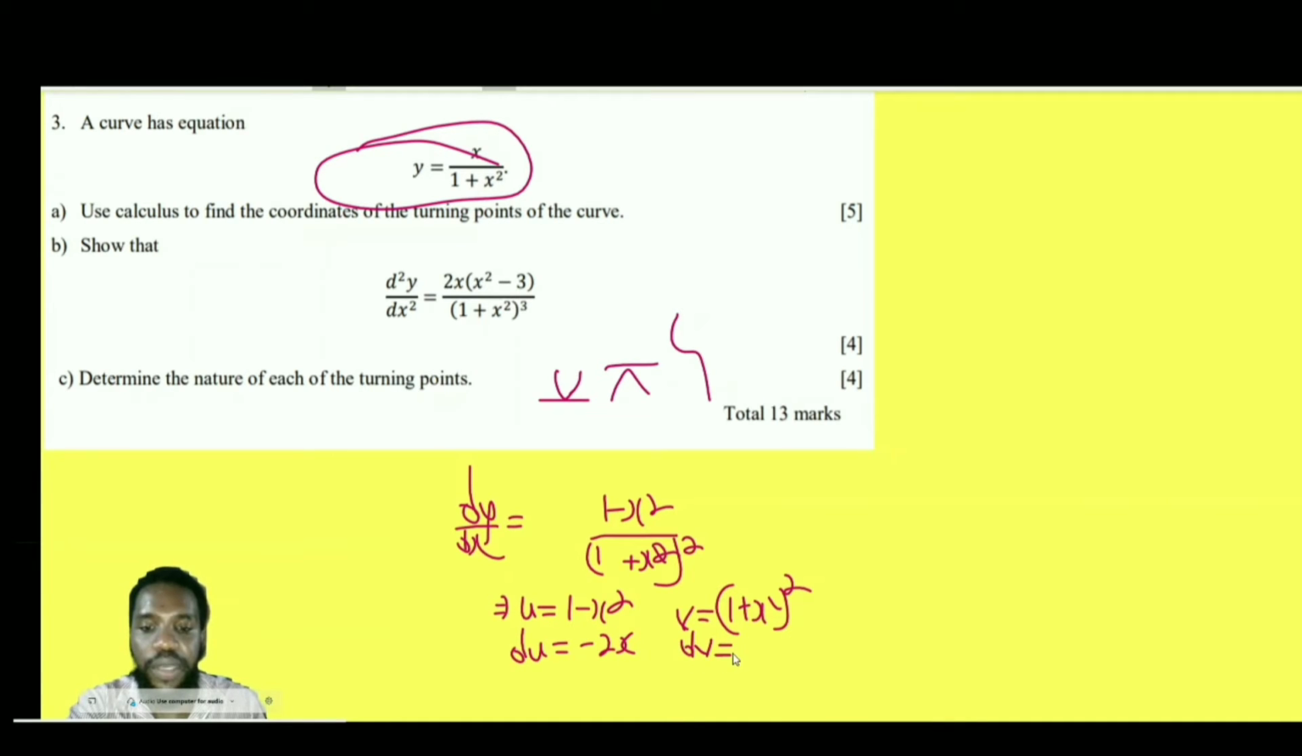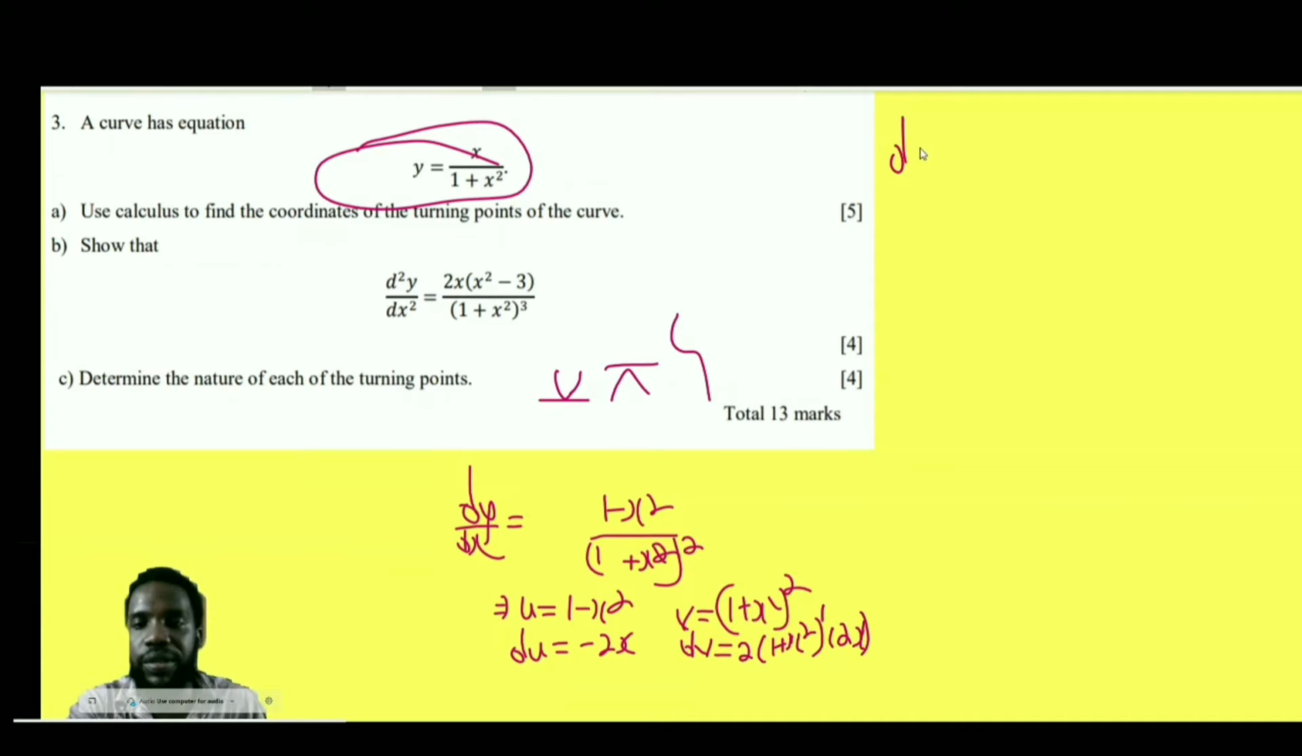But dv brings into consideration the chain rule, as we have this function to a power. So I bring the power to the front. I bring back the bracket, which is 1 plus x squared. I subtract 1 from the power, which is going to leave 1 there, and I multiply by the differential of what's in the bracket, which in this case is going to be 2x.